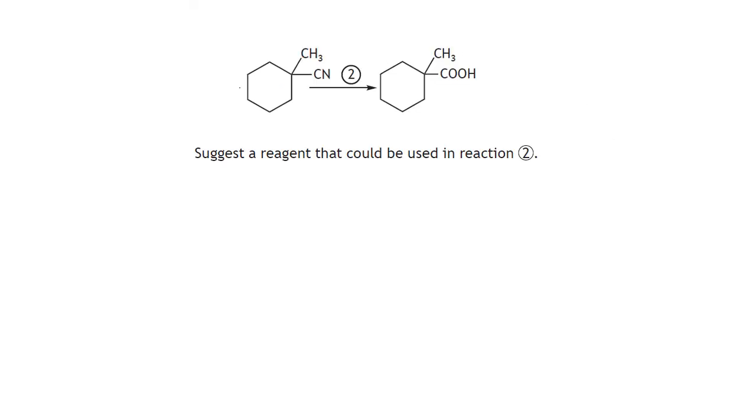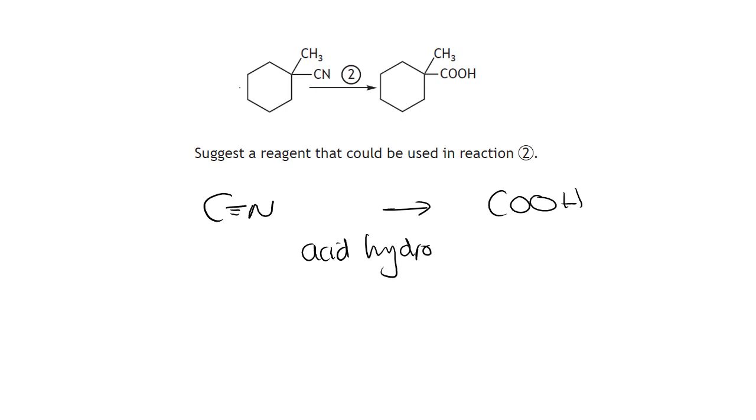Right, suggest a reagent. So we are going from C triple bond N to COOH. That is acid hydrolysis. You just need to be able to recognize that. An acid hydrolysis would be something like HCl, and it needs to be aqueous. So it must be dissolved because it is hydrolysis, so you need water in there. You could either write acid dissolved in water or put the aq state symbol.